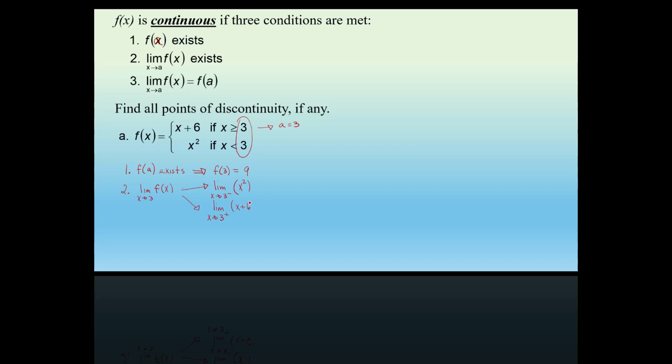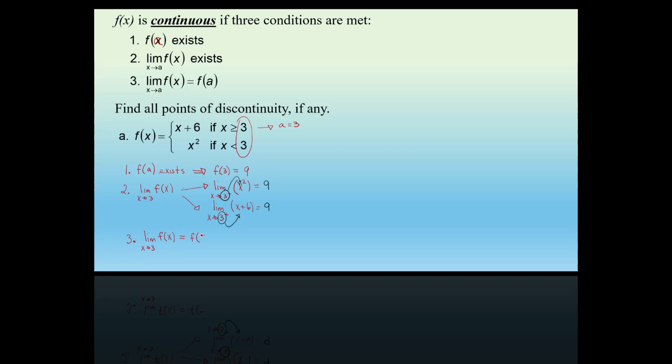Remember, we can evaluate our limits by using direct substitution. Remember, direct substitution plugs in the value for x, and in both cases we'll end up with 9. So already we can see that step 3 is satisfied because the values that we receive in step 1 and step 2 are equal to each other. So we can write it like this. The limit as x approaches 3 of f of x is equal to f of 3.